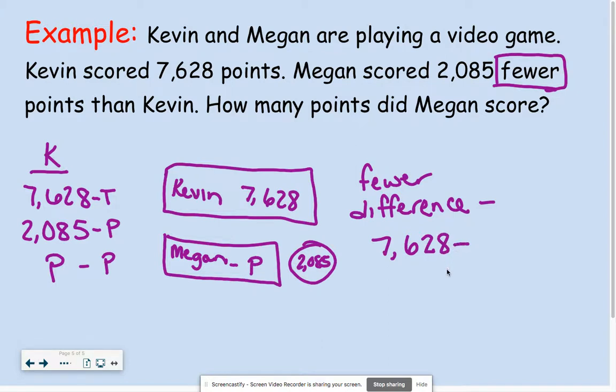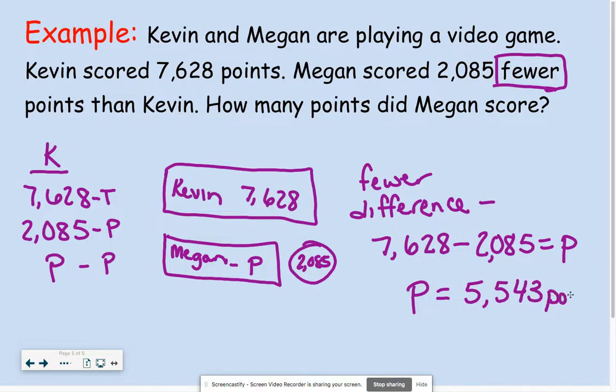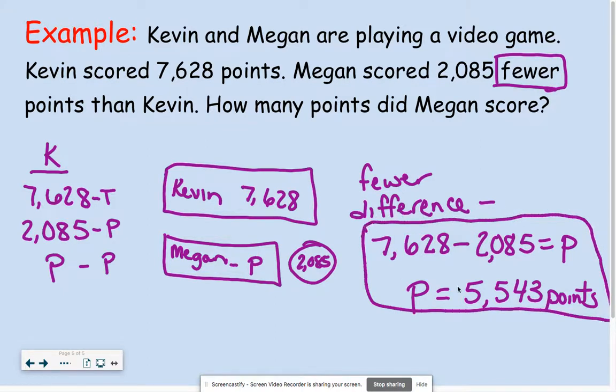7,628 minus 2,085 equals P for our amount of points. We will then line up our numbers and show our subtraction. But the rest of our work would then give our answer of P equals 5,543 points. So again, your answer is this entire part, the equation and how much it equals.